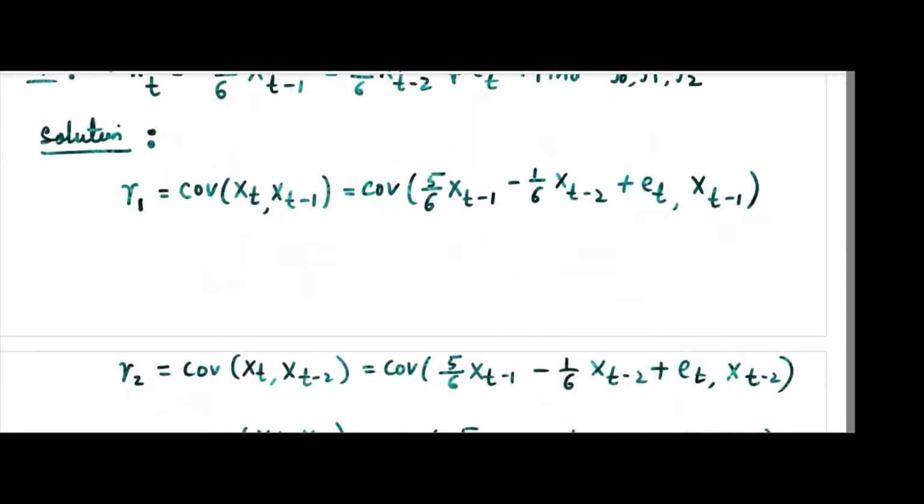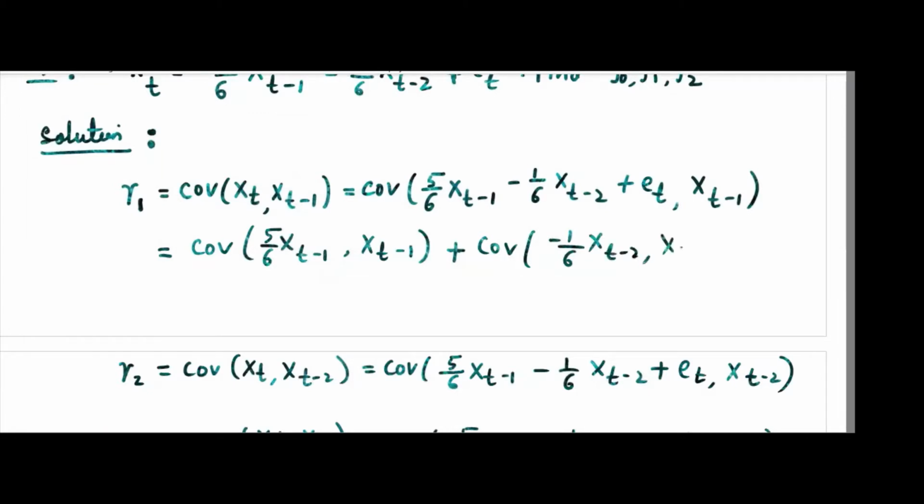Then we have to write here separately the covariance of X_{t-1}, X_{t-1}. You can write it this way, covariance of A plus B plus D, separately. So plus covariance of minus 1/6 X_{t-2}, X_{t-1}, then the last one plus covariance of e_t, X_{t-1}.